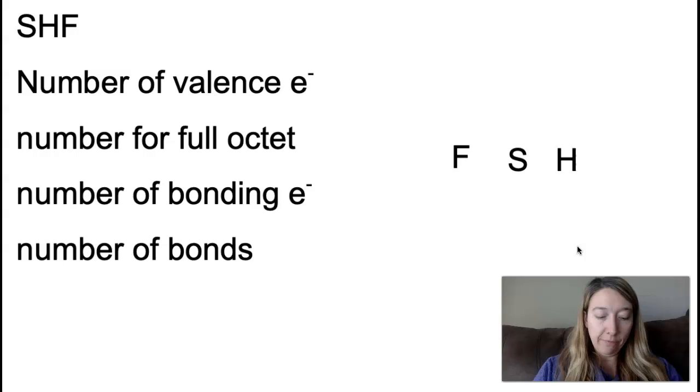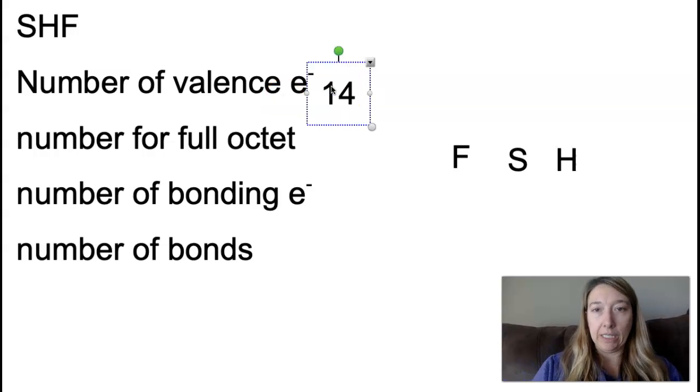So number of valence electrons. What we're going to do for this is we're going to figure out how many dots our final diagram is allowed to have. So sulfur, we said, had 6 valence electrons. Hydrogen had 1, and fluorine had 7. So when we add 6 plus 1 plus 7, we come up with 14.